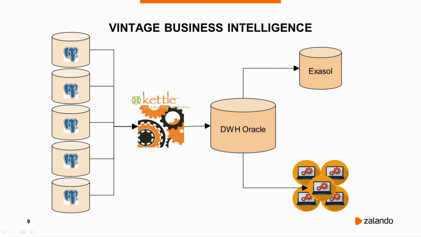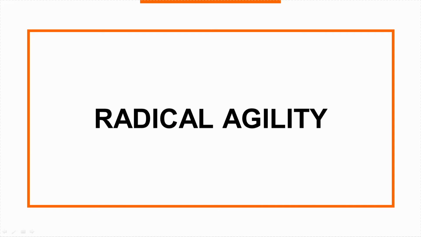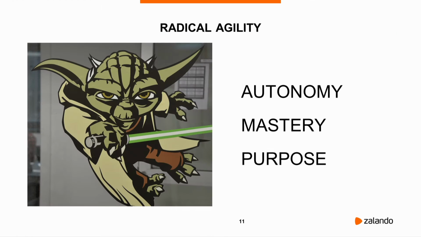That worked for most of the time, but last year, the company changed the architecture, the play rules, and we introduced something called radical agility. Radical agility is our new tech culture and is driven by 3 pillars: autonomy, mastery, and purpose. Autonomy is the urge to direct our lives. Mastery is the desire to get better and better at things that matter to us. And purpose is the yearning to do what we do in the service of something greater.